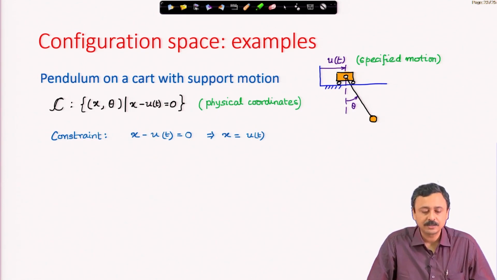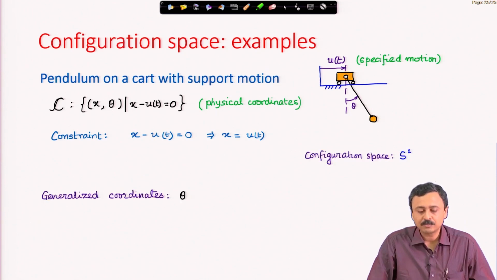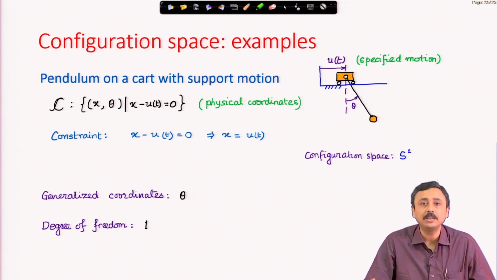Therefore, there is a constraint. The constraint is x minus u t is equal to 0 and x must be equal to u t. Therefore, theta is the only generalized coordinate and the configuration space is S 1. Degree of freedom is 1. I have only the freedom to specify theta. The motion of the cart is specified in another way in terms of time.